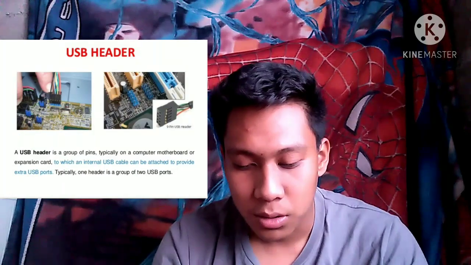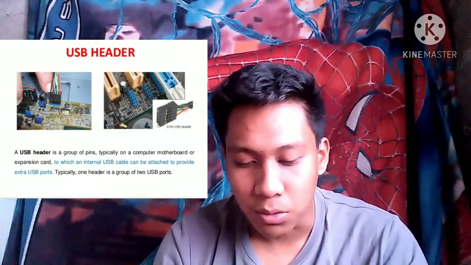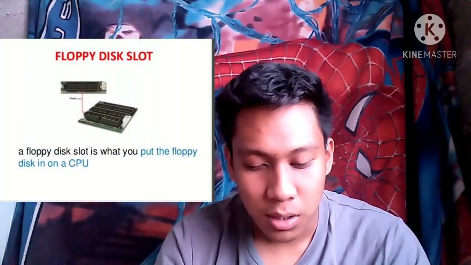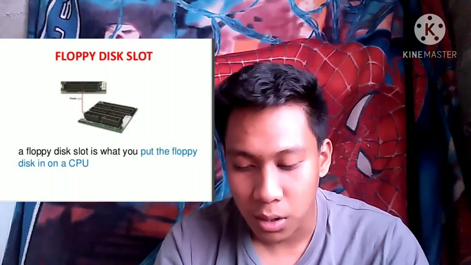Next, USB header. A USB header is a group of pins typically on a computer motherboard. IDE slot, integrated drive electronics. Floppy disk slot. A floppy disk slot is what you put the floppy disk in on a CPU.